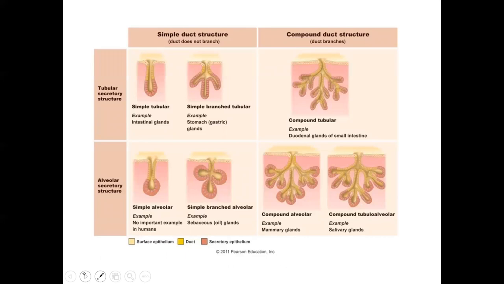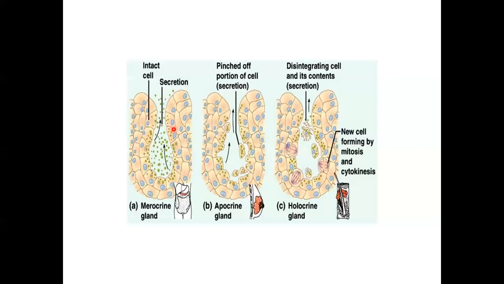We can also classify them based on their structure. So here you see the different sorts of structures of glandular tissue. Here's a merocrine gland, right? Exocytosis. There's an apocrine gland where that little chunk of the cell is breaking off. And then here's the holocrine gland, where the whole cell is exploding.